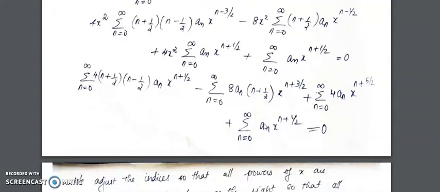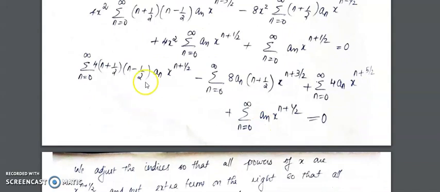Let us make all the coefficients x raised to n plus 1 by 2, and when you change that, the summations will start from 2 to infinity. So all the summations will start from 2 to infinity.